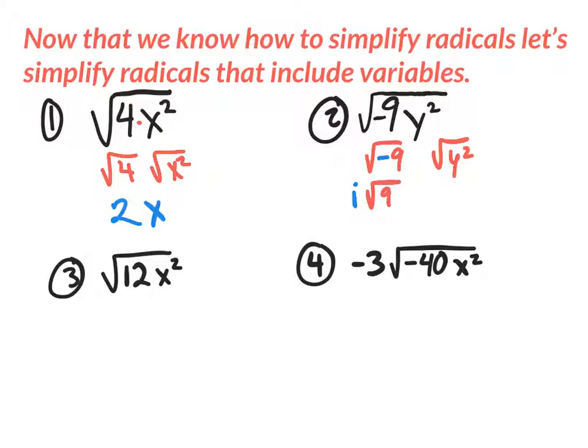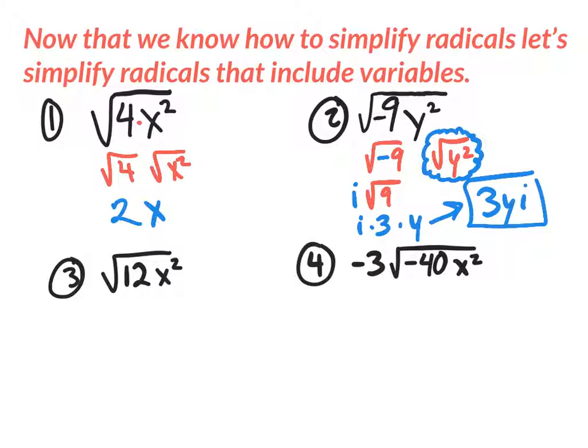And we know that the square root of 9 is really 3. So we have i times 3 times, and we just said that when you do the square root of anything squared, the square root and the square eliminate themselves. So you have y as your answer for that part. So for your final organized answer, you always want your number first, your letters next, and the imaginary variable i at the end. So 3yi is the best answer for number 2.